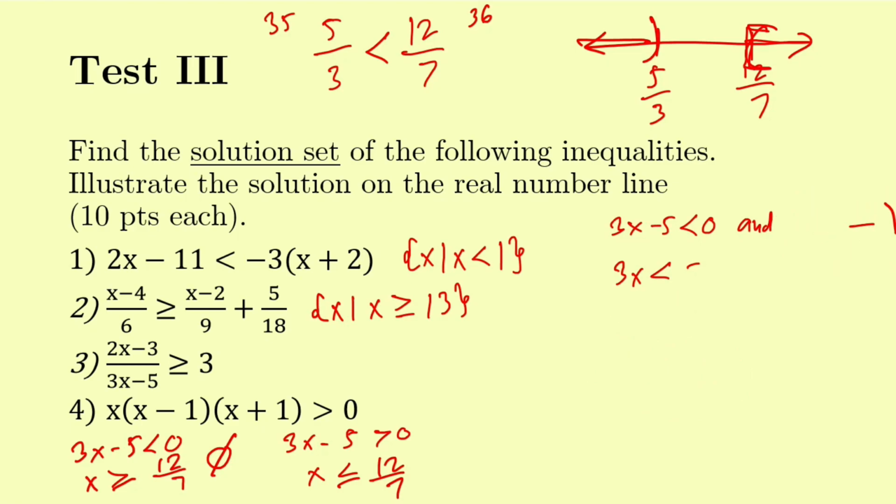Next, let's evaluate yung second pair natin kung saan 3x minus 5 is greater than 0 and x is less than or equal to 12/7.